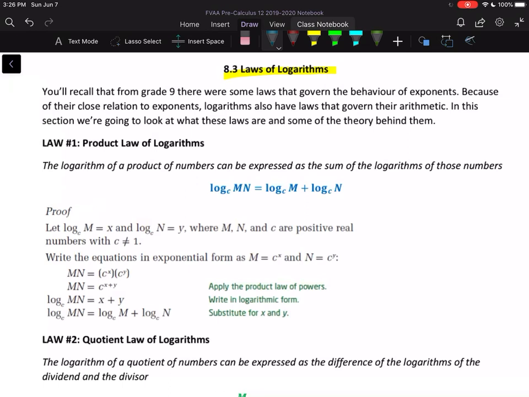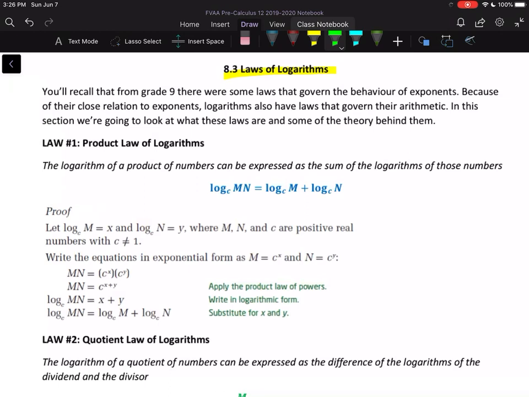So here, because we know that the logarithmic function is the inverse exponential function, we can know that some of these laws are going to have their own form in logarithms. And so those are the laws, and we'll look at the proofs that are anchored in those original exponent laws that we looked at in grade 9 and grade 10 as the proofs for these logarithm laws. So let's look at the laws. Let's jump right in here.